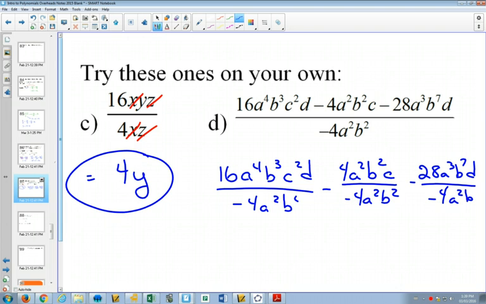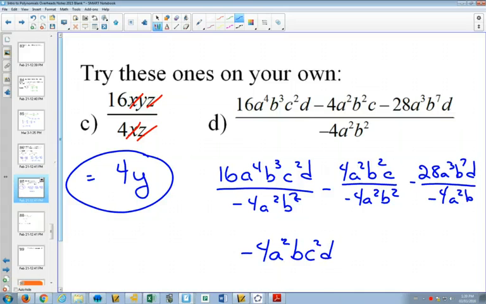Keep it organized. Now, 16 divided by negative 4. Negative 4. How many a's are we going to be left with? We have a to the 4 on the top, a squared on the bottom. A squared left on top. How many b's are we going to be left with? 1 b. And we still have a c squared and a d.